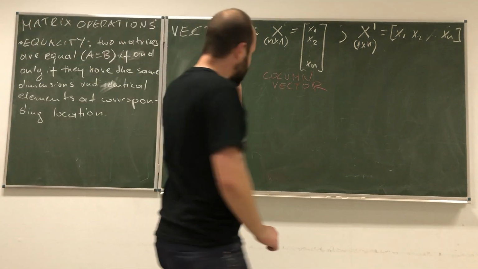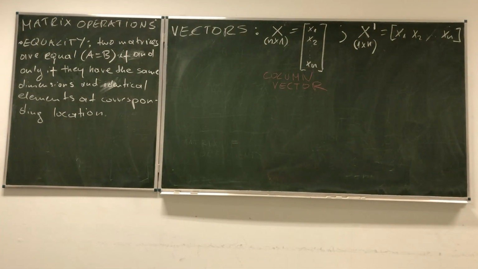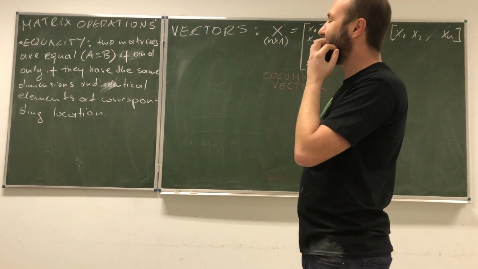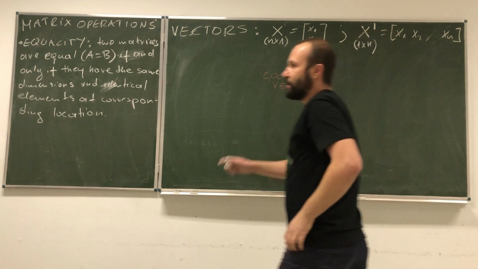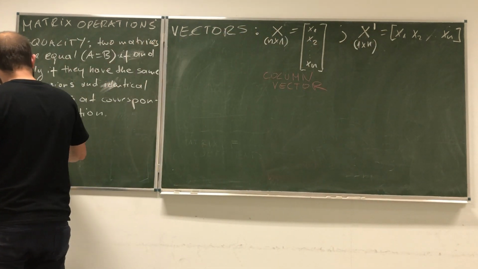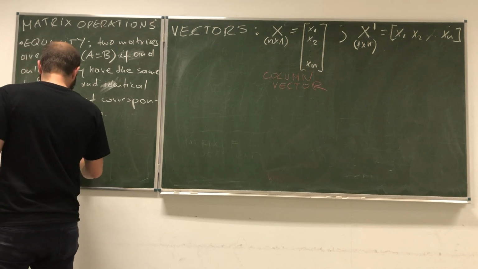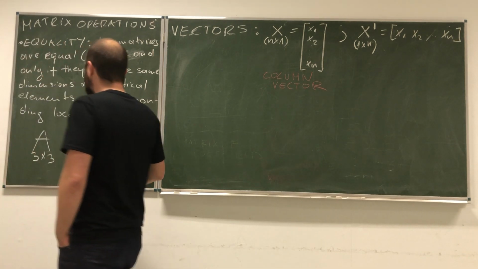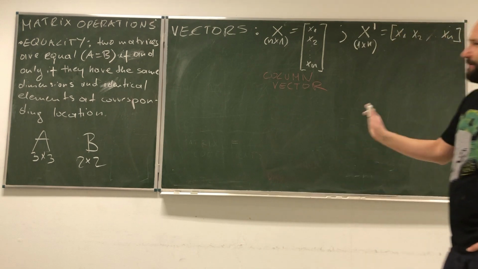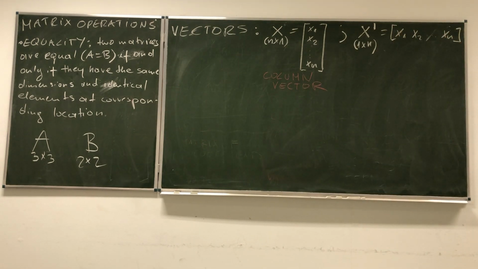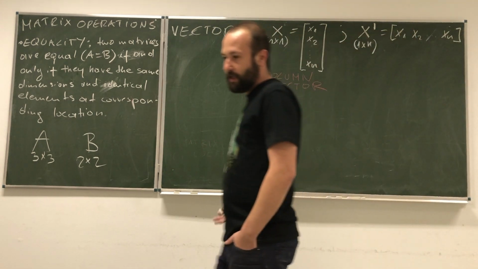Basically, the first condition is that they must have the same dimension. So look, if I have matrix A that is 3 by 3 and matrix B that is 2 by 2, then I don't even need to look at anything else. They are definitely different because they just have different dimensions.